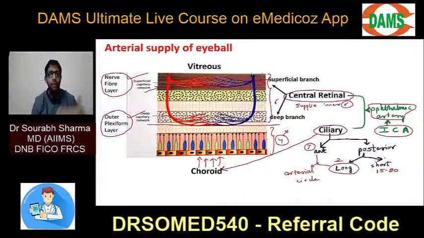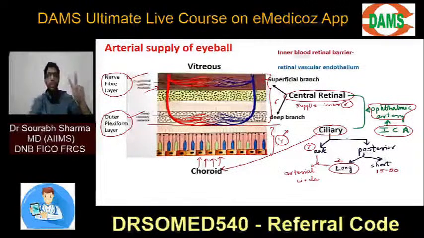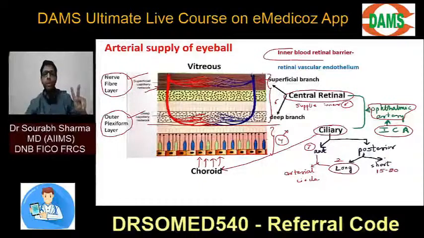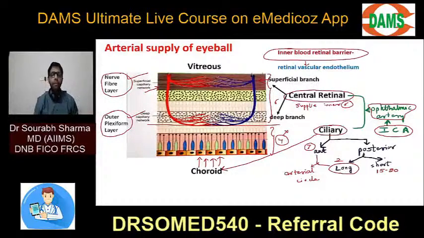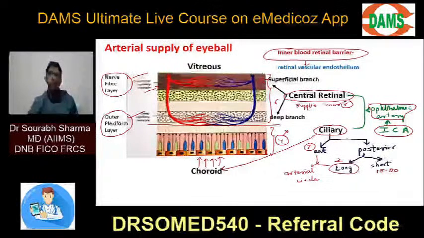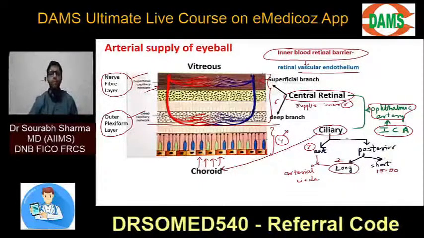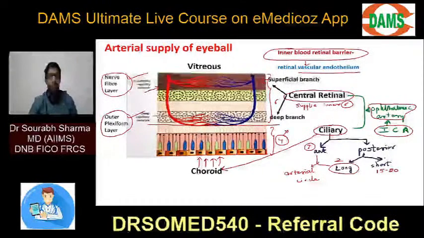Blood retinal barriers. 2 types. Inner and outer. The inner barrier is made up of tight junctions. Always a barrier is made up of tight junctions of retinal vascular endothelium. The central retinal vessels, which are intraretinal, have tight junctions. They do not allow the blood to go into the retina. That is the inner blood retinal barrier.